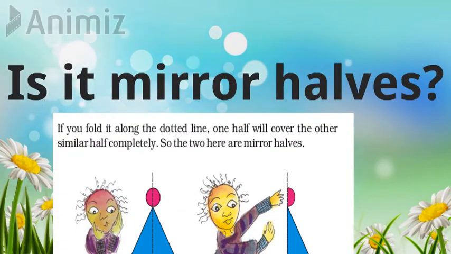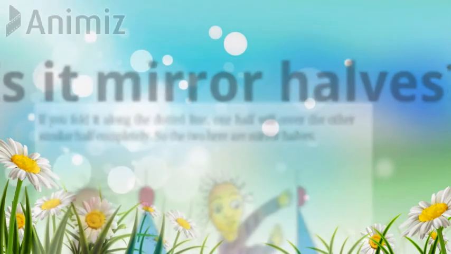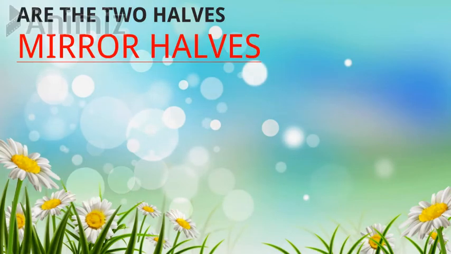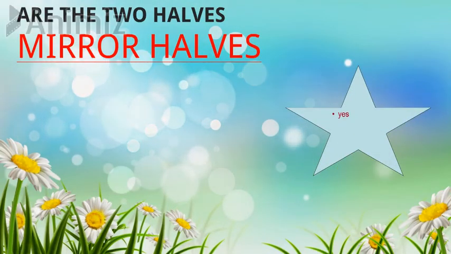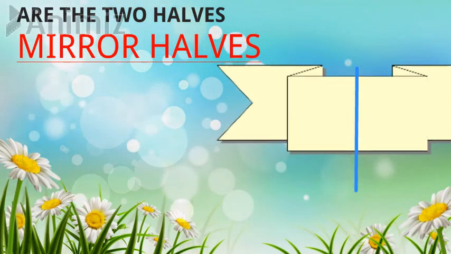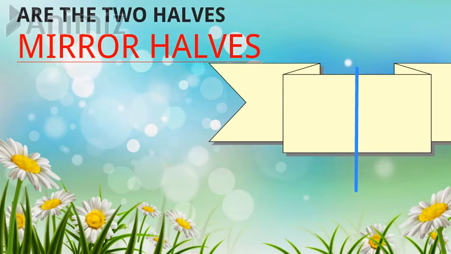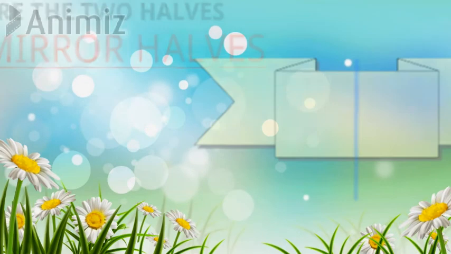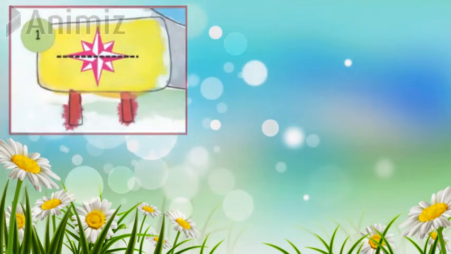If you fold this figure along the dotted line, one half covers the other half completely. So this figure has mirror halves. Now we will take some examples of mirror halves. This star can be divided into two parts. This figure also can be divided into two equal parts.